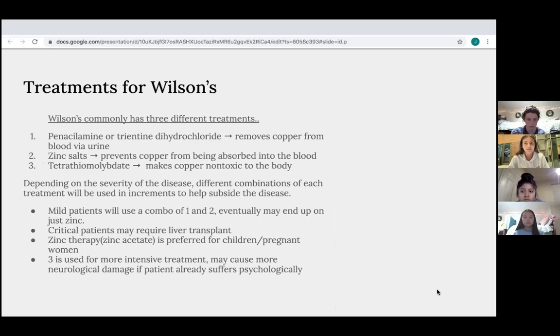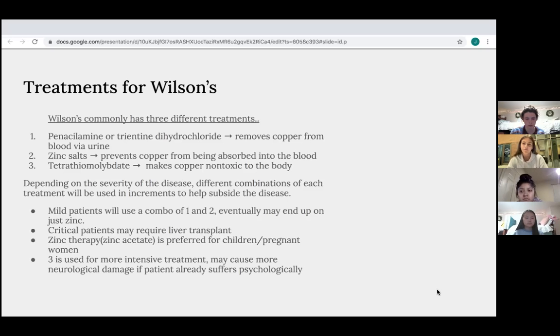So for treatments for Wilson's disease, there are three common types. Unfortunately, there isn't a known cure since it is a genetic disease that you inherit from your parents. So there really isn't a known cure. But there are many successful forms of treatment that you can get prescribed from your doctor, including penicillamine or trientine dihydrochloride, which removes copper from your blood via urine. This is a very mild form of treatment, so this would be prescribed to you if you are showing mild symptoms. Zinc salts is another one.